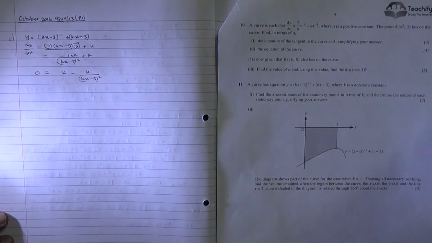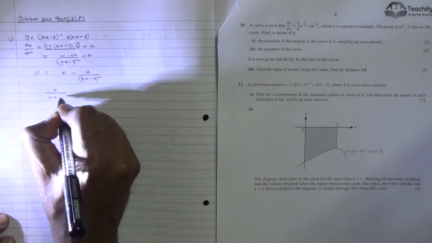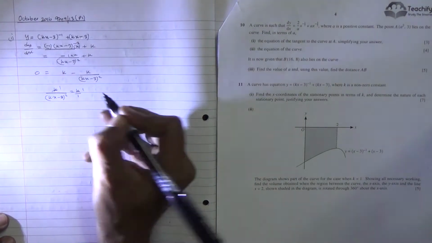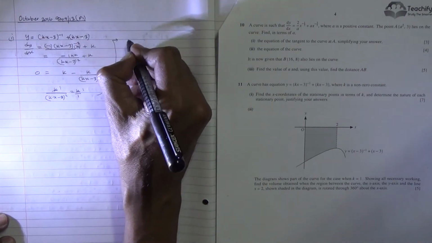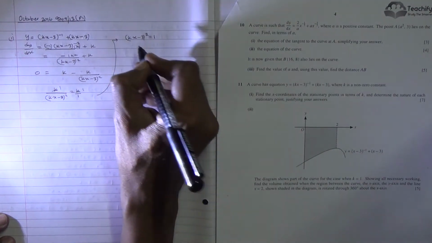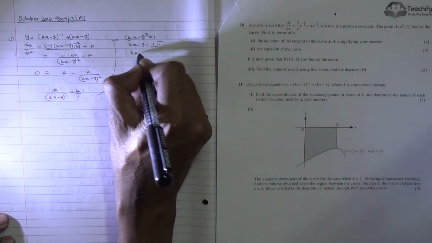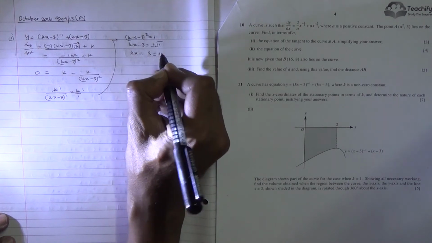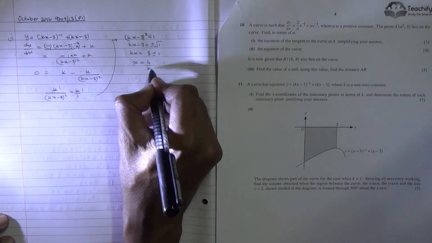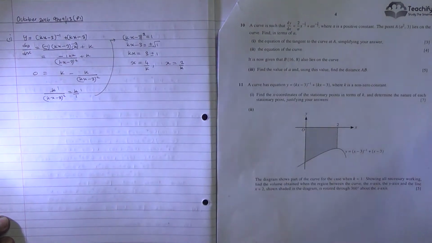I'm going to set this to 0 because we're looking at stationary points. Therefore k over (kx minus 3) squared is equal to k. The k can cancel out, and we're left with (kx minus 3) squared is equal to 1. So kx minus 3 is equal to plus or minus square root of 1. kx is equal to 3 plus or minus 1, and therefore x is equal to 3 plus 1, which is 4, divided by k. That's the first value of x. The second value of x, 3 minus 1, is 2, and that's going to be 2 over k.